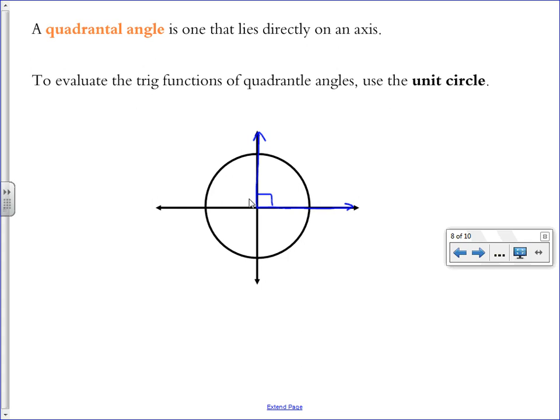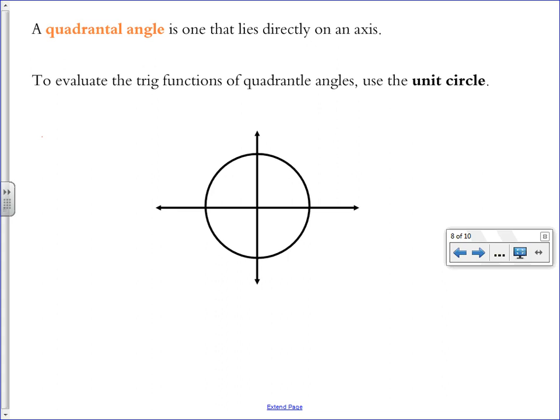Another one that's quadrantal would be a 180-degree angle, because that's right on the x-axis. And another one would be a 270-degree angle, because that angle would also be right on an axis. And then, of course, 360 degrees, or any rotation that's 360 degrees more than one of these. So all these angles fall right on the axis. To evaluate the trig functions of these, we're not going to use reference angles. We're going to use the unit circle and our definitions of sine, cosine, and tangent. It's not hard. It's just a totally different process. But once you see it done, you'll realize it's not too tricky.